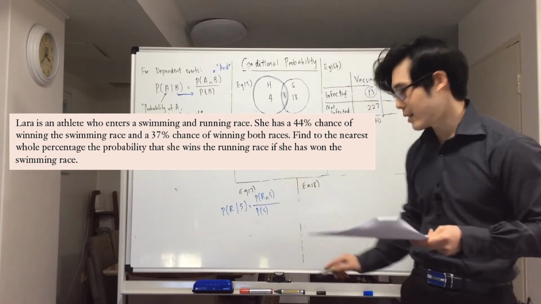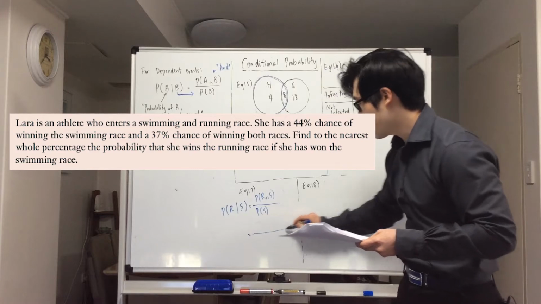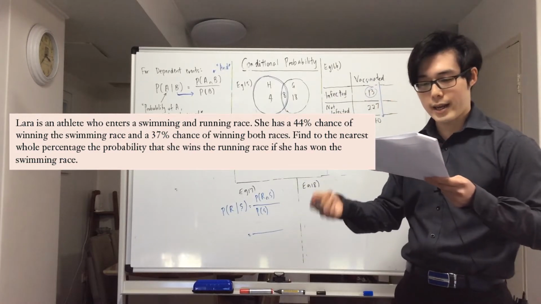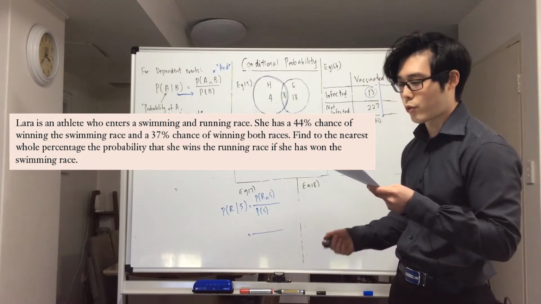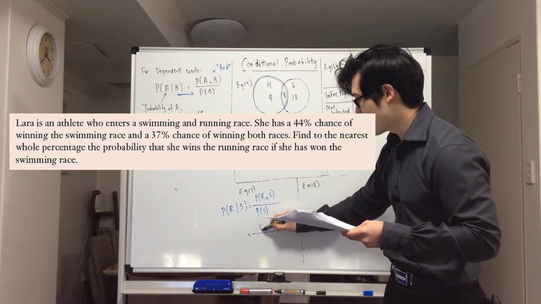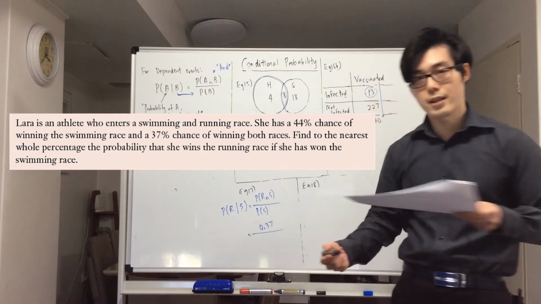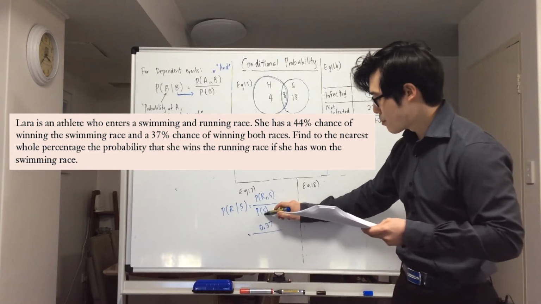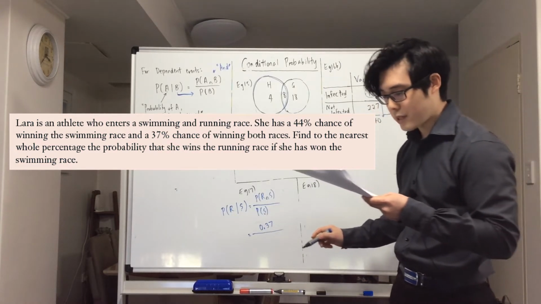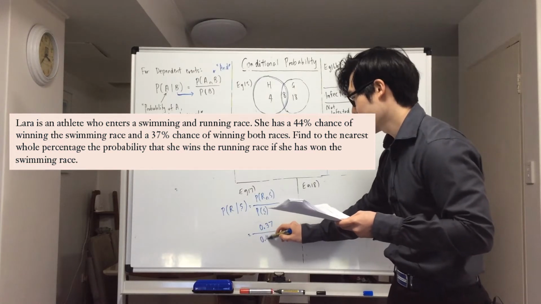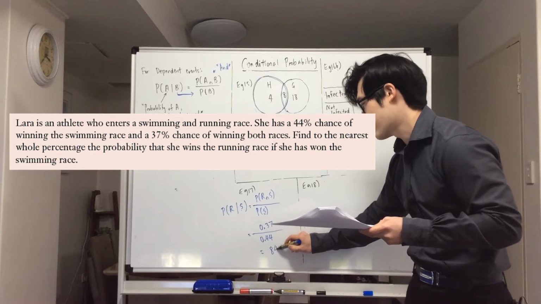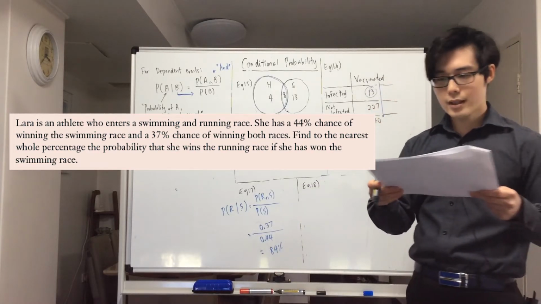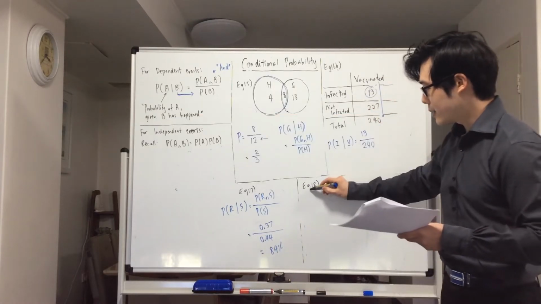And then you just have to look for these numbers. What's the probability of her winning both running and swimming? It says 37% chance of winning both races. So write 0.37. You always want to write the percentage as a decimal. And what's the probability of her winning swimming? It says 44%. So that's 0.44. Okay. Put all these in the calculator and then convert it back into a percentage. That's 84%.